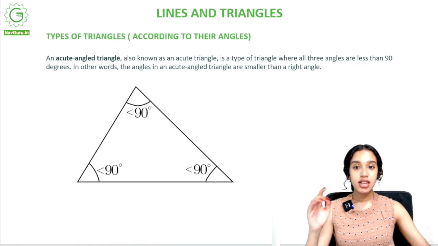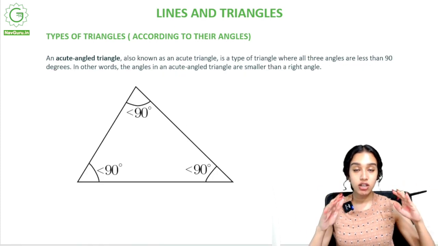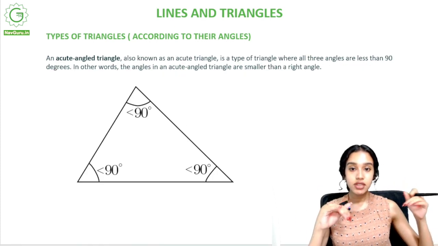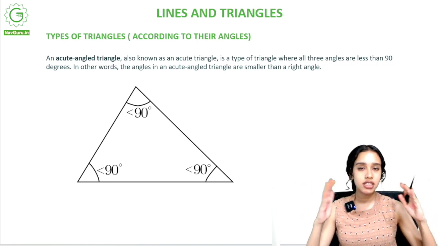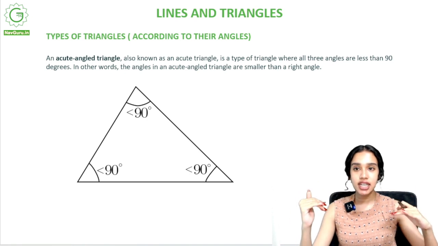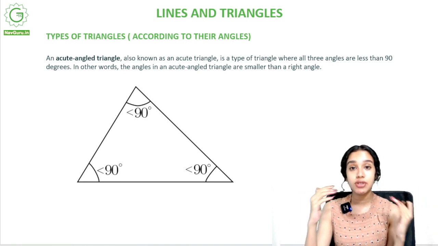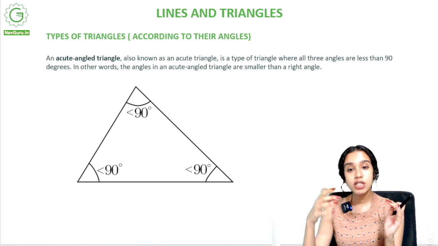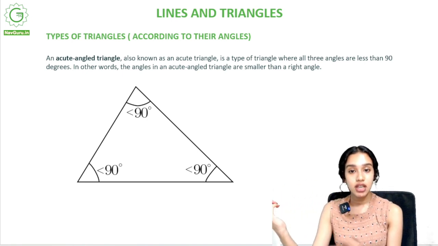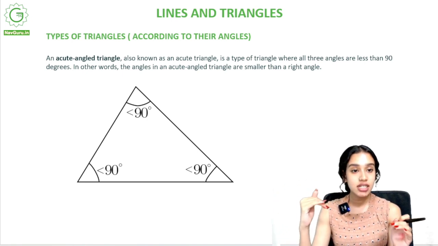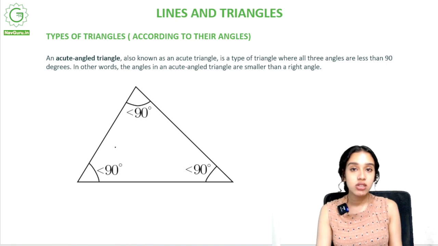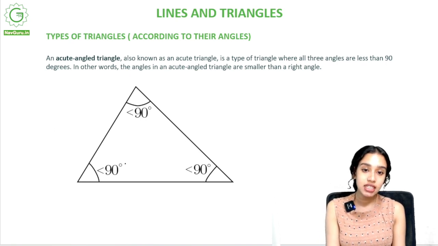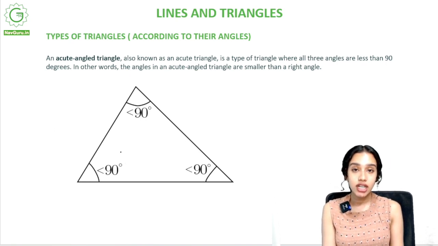Now, let's categorize the triangles according to their angles. We talked about acute angle, obtuse angle, 90 degree right angle, and then straight angle. We talked about reflex angle. We talked about different types of angles. Now, what is an acute angle triangle? An acute angle triangle is a type of triangle where all three angles are less than 90 degrees. So, if all the angles of a triangle are less than 90 degrees, it's called an acute angle triangle.